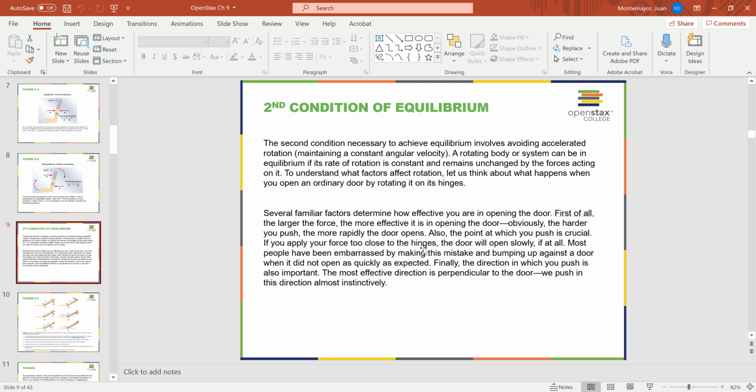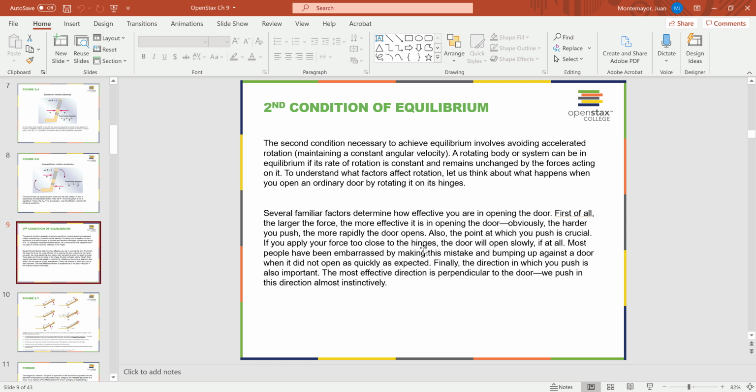Okay, so that brings us to the second condition. The second condition necessary to achieve equilibrium involves avoiding accelerated rotation, maintaining a constant angular velocity. A rotating body or system can be in equilibrium if its rate of rotation is constant and remains unchanged by the forces acting on it. To understand what factors affect rotation, let us think about what happens when you open an ordinary door by rotating it on its hinges. Several familiar factors determine how effective you are in opening the door.